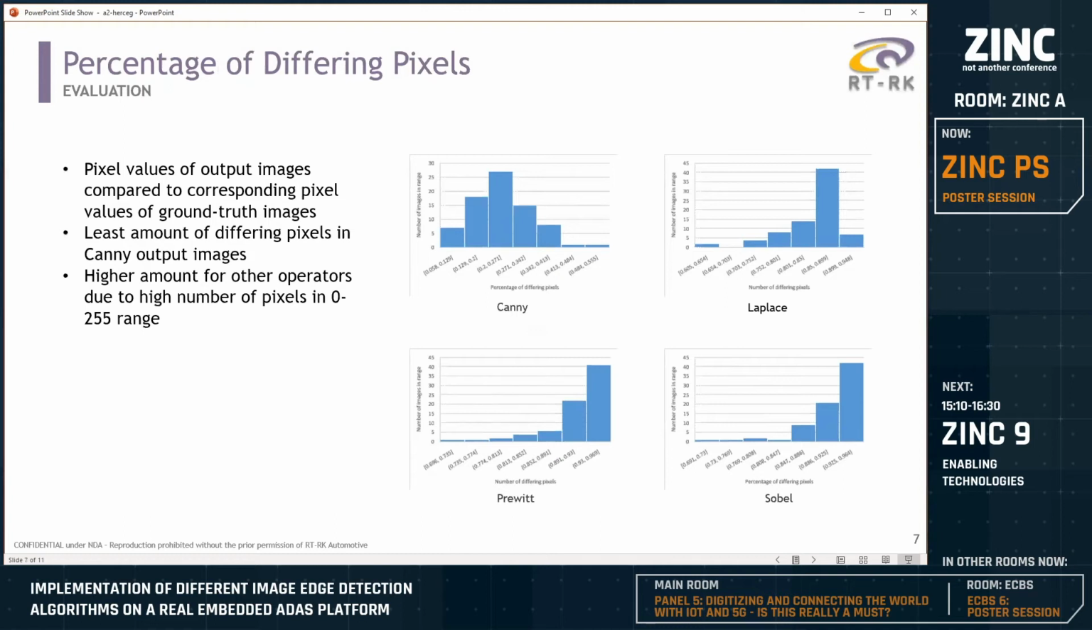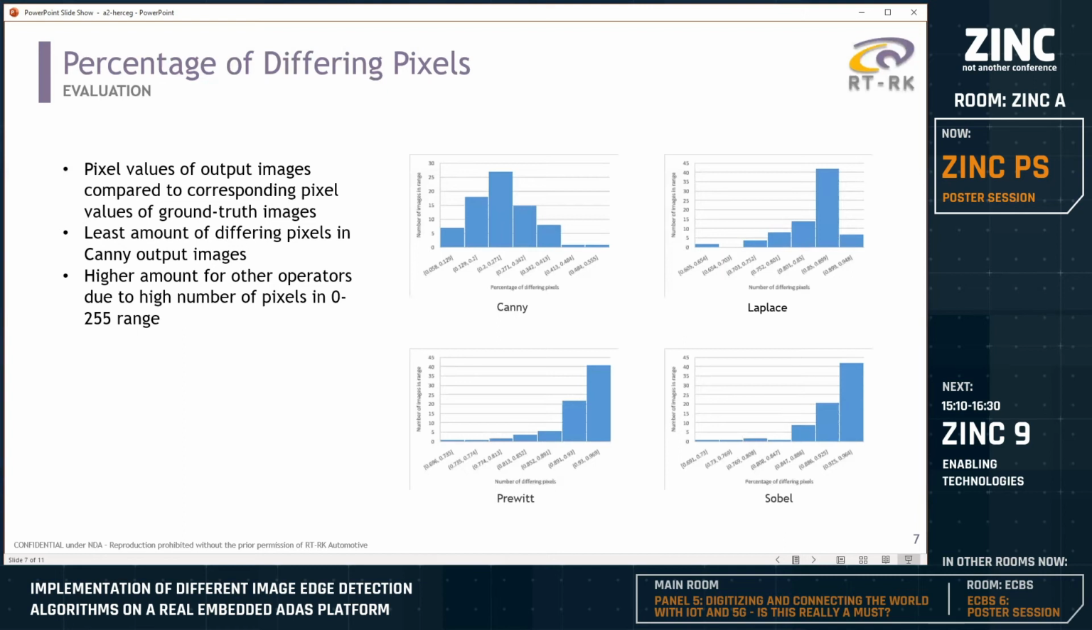And the algorithms were evaluated through percentage of differing pixels, mean absolute difference, execution time, and memory usage. For percentage of differing pixels and mean absolute difference, 77 images from the Berkeley dataset were used, along with their corresponding ground truth images. And so these histograms show the percentage of differing pixels for the implemented algorithms.